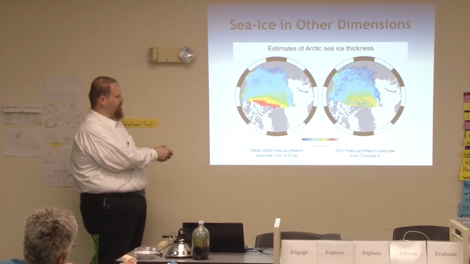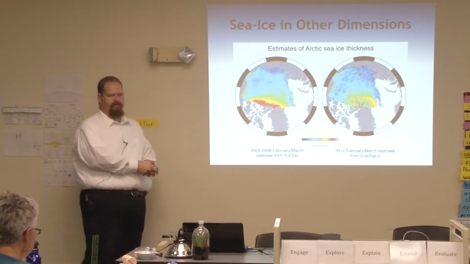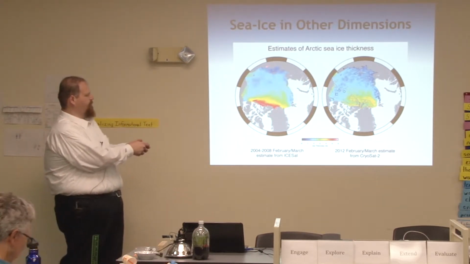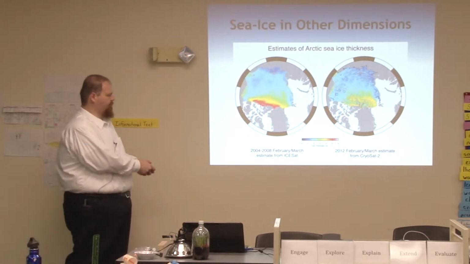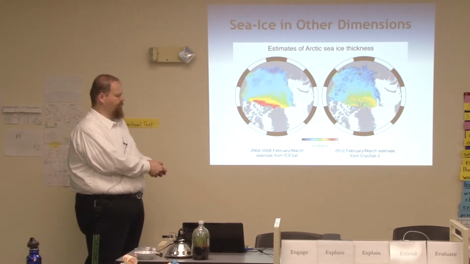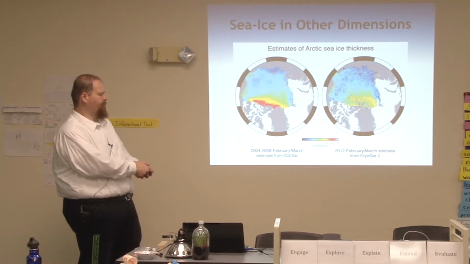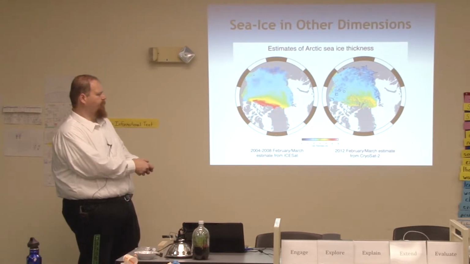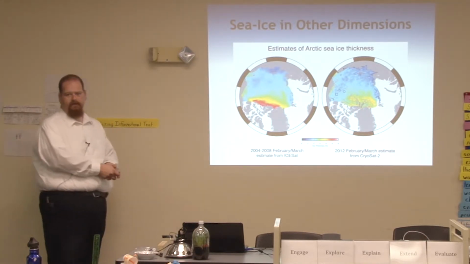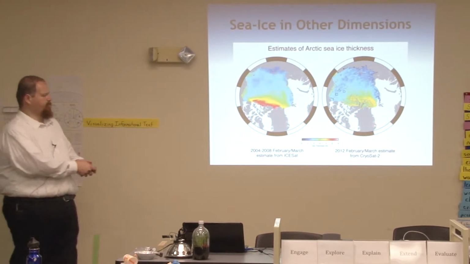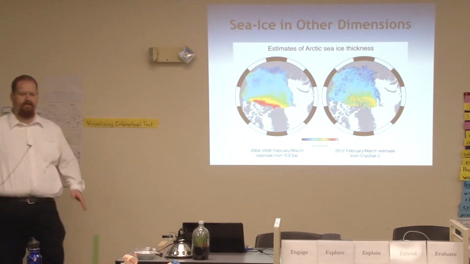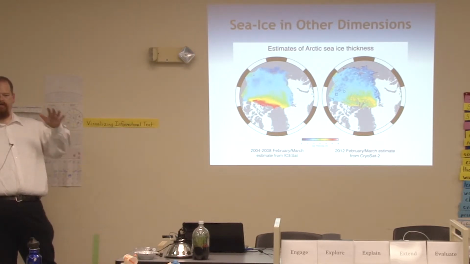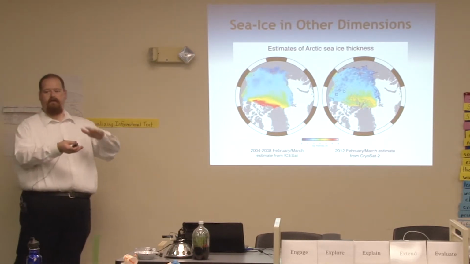And so the bright red is very thick ice, 5 to 6 meters thick. A lot of this is much smaller, 1, 2, maybe 3 meters thick, right? This was just in '04 to '08. So the last measurements, from last year from a new European satellite in 2012, this was the estimate. Same scale. So you can see a great decrease in the amount of ice volume. Not only is the sea ice extent changing, but we have a lot thinner ice.